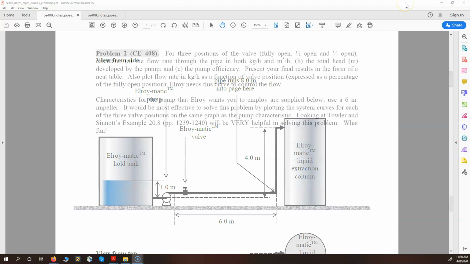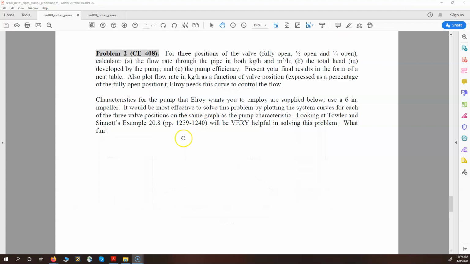We are doing the more realistic version of this problem, so that was problem number 2 in this set of notes. For 3 positions of the valve, fully open, 1/2 open, 1/4 open, calculate the flow rate through the pipe in both kilograms per hour and meter cube per hour, the total head delivered by the pump, and the pump efficiency. Present your results in the form of a neat table. And then here's this interesting last thing. Also plot the flow rate in kilograms per hour as a function of valve position expressed as a percentage of the fully open position. And that's the really interesting part of this problem.